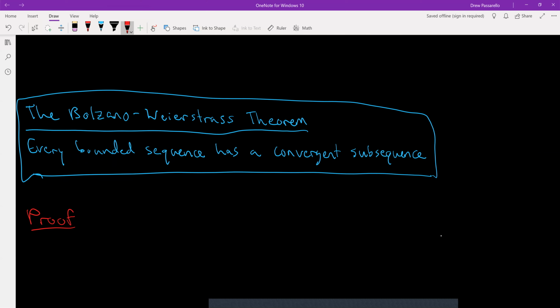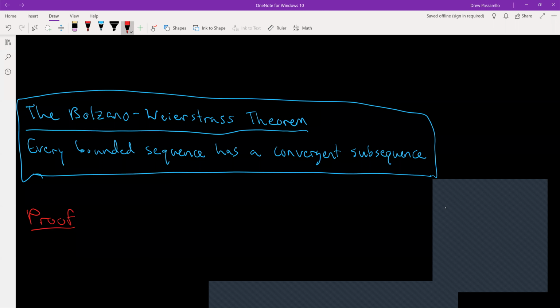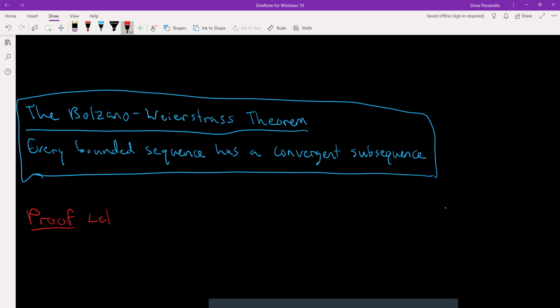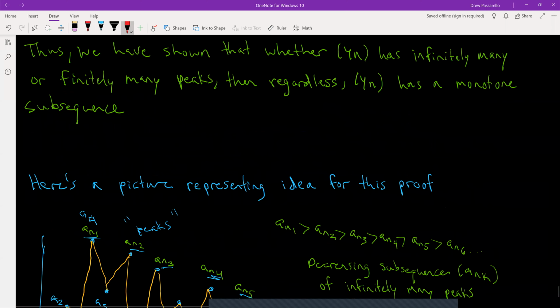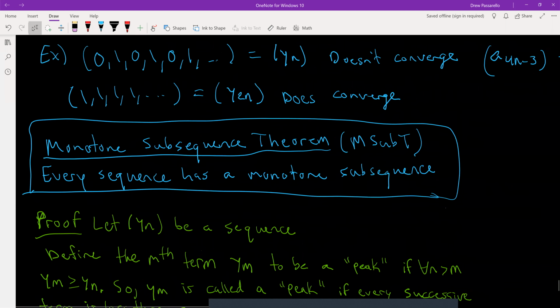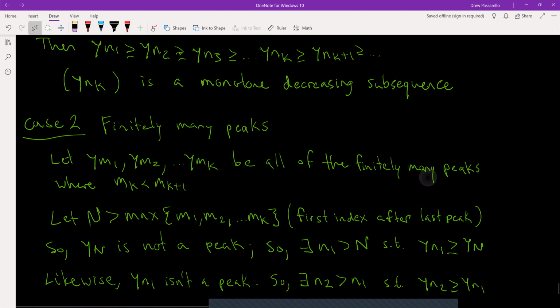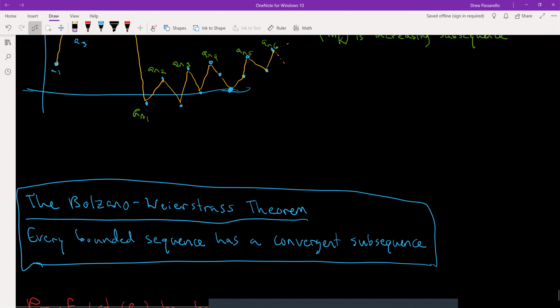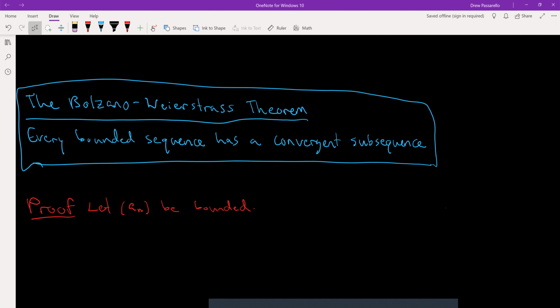Let the sequence a_n be bounded. What did we show in this previous proof? We showed that every sequence has a monotone subsequence. So this sequence a_n has a monotone subsequence by the monotone subsequence theorem.